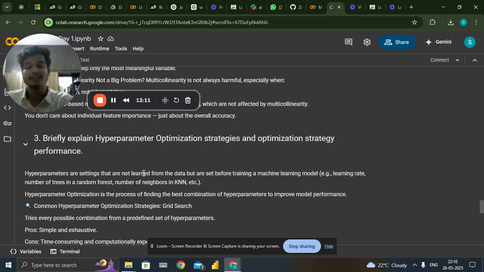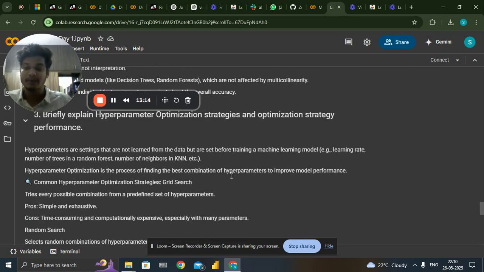Next comes the question: briefly explain hyperparameter optimization, its strategies, and how it optimizes performance. Firstly, there are two types: parameters and hyperparameters. Parameters are values our model learns by itself. Hyperparameters are inputs we give to the model so that it works in a certain way. We cannot change the parameter values, because the machine learning model learns them by itself. But we can change the hyperparameter values and make our model prediction very good.